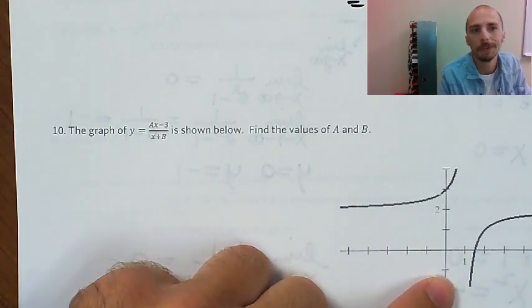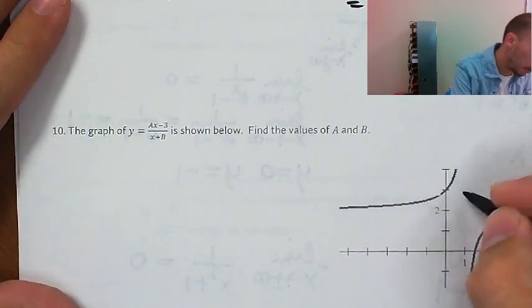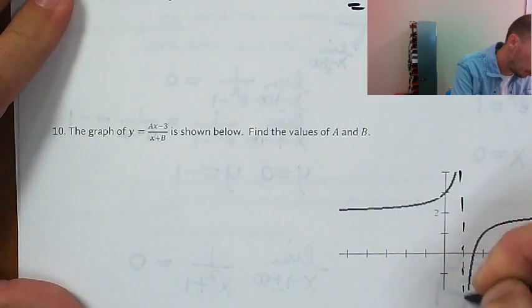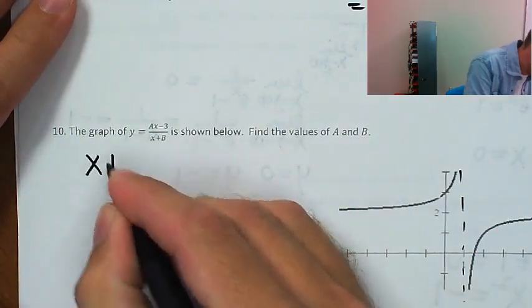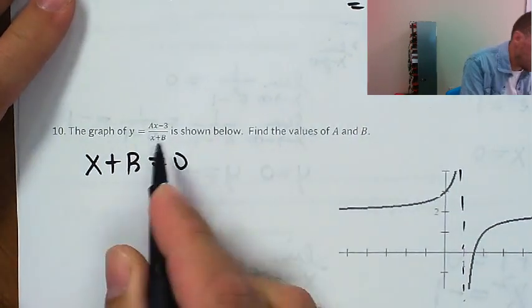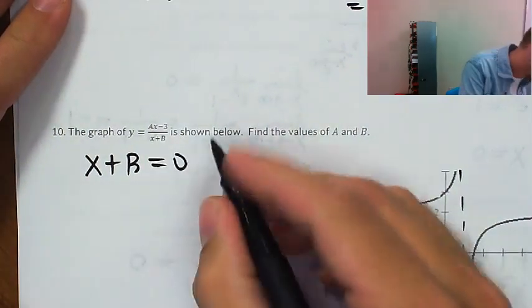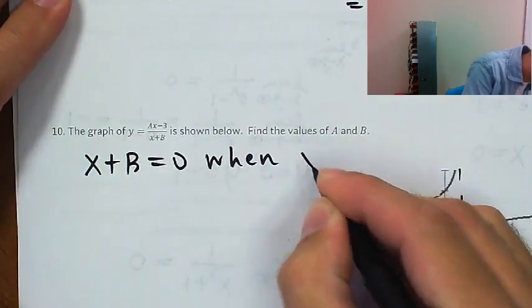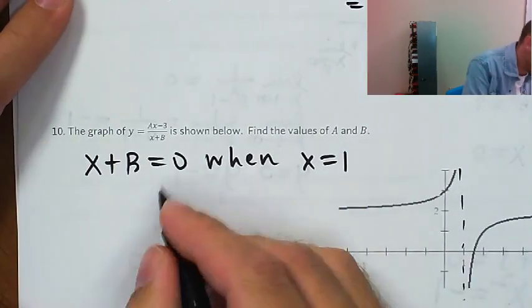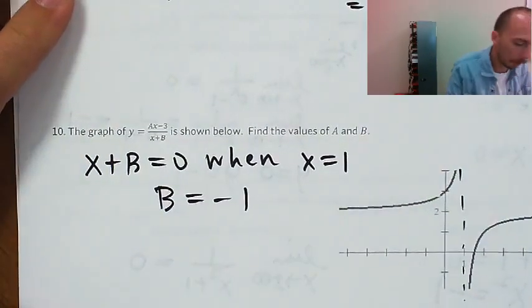All right, I think I'm going to do b first because that one's just kind of staring at me. I've got a vertical asymptote here at x equals 1. So I need x plus b to be 0, division by 0, when x is equal to 1. So 1 plus b equals 0. Oh, okay, I see, b needs to equal negative 1.